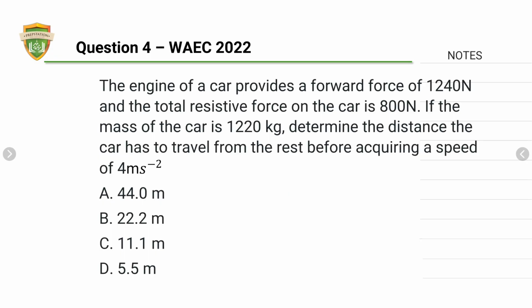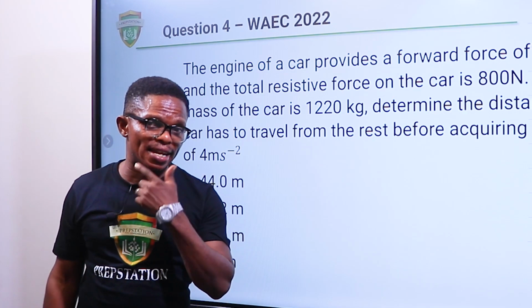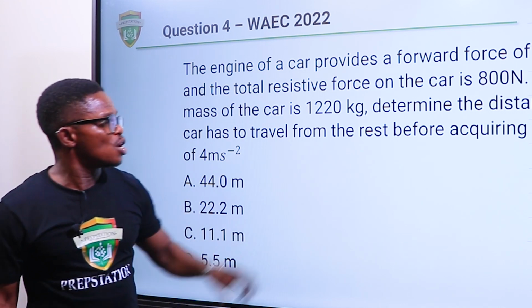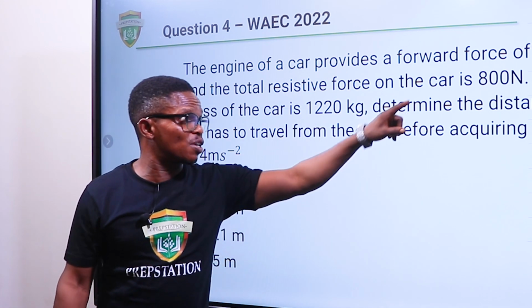The engine of a car provides a forward force of 1240 Newton and a total resistive force. Resistive force here refers to what? Frictional force on the car is 800 Newton. If the mass of the car is 1220 kilogram, determine the distance the car has traveled. Well, what should we do? Find out the net force. How do you find the net force? Remove the opposing force, which is the frictional force.